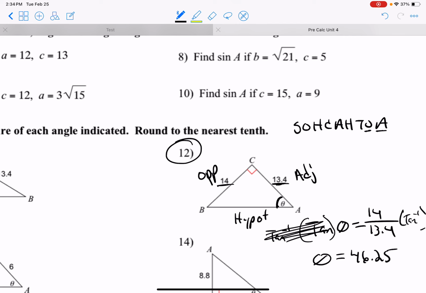46.25. And let me just double check that out. I just want to make sure. 14 divided by 13.4. So the arctangent of 1.044. Yep, 46.25. Okay, so that is a 46.25 degree angle. That means this angle is 46.25 degrees.